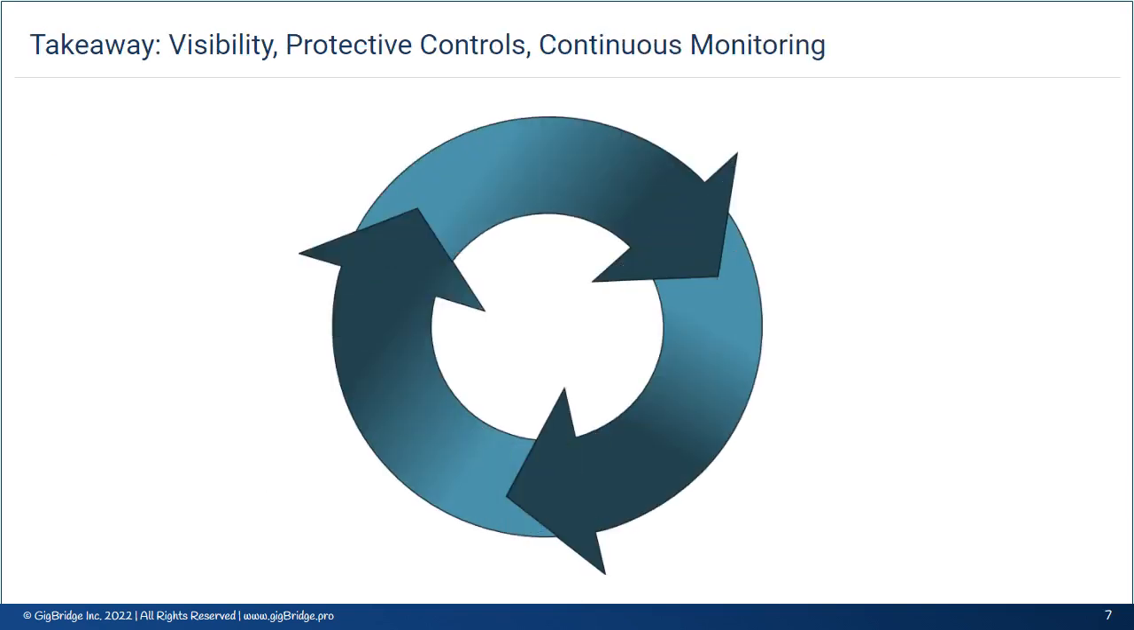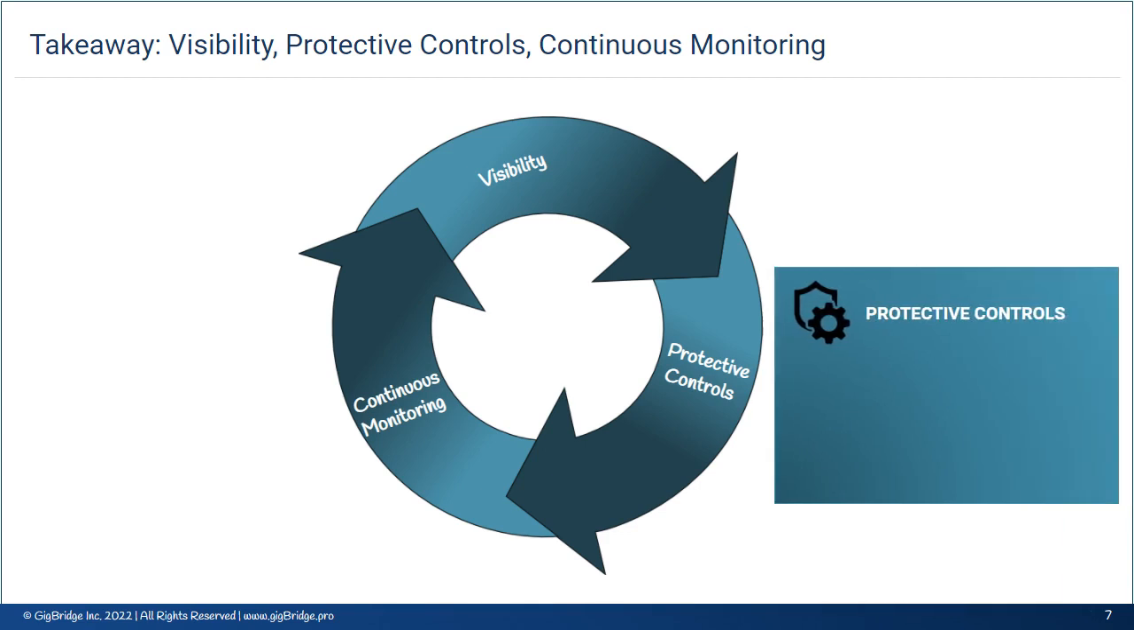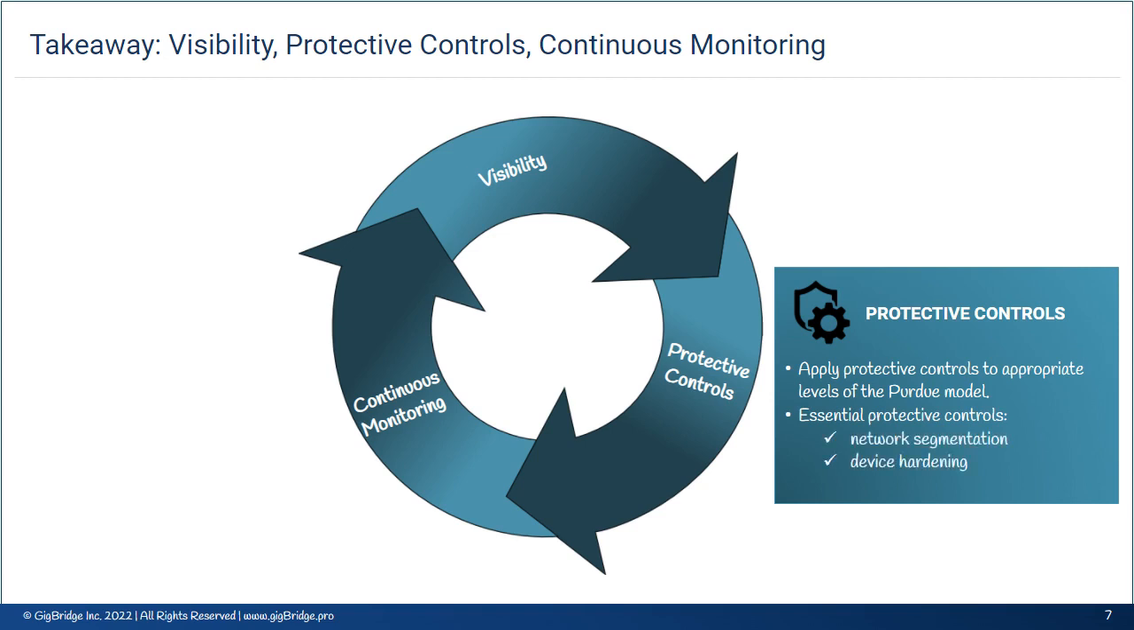Consider the following 3 activities when selecting investments for your cybersecurity program: visibility, protective controls, and continuous monitoring. Let us look at each one briefly. Protective controls. Once you gain the visibility of your industrial network, the next step is to apply protective controls to appropriate levels of the Purdue model. However, the essential protective controls are network segmentation and device hardening.